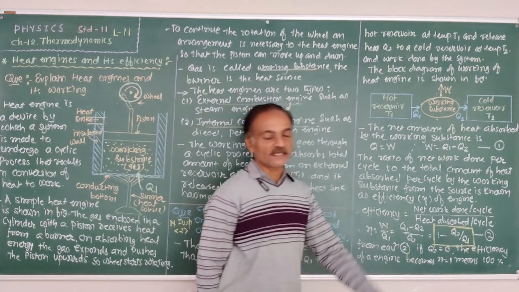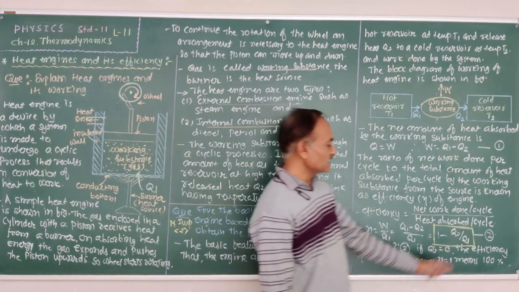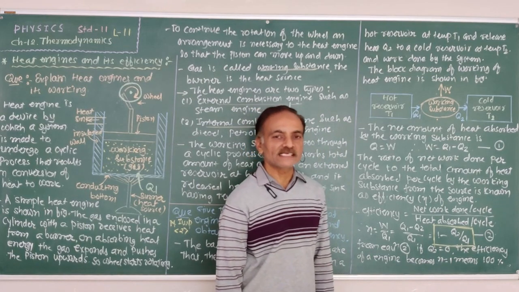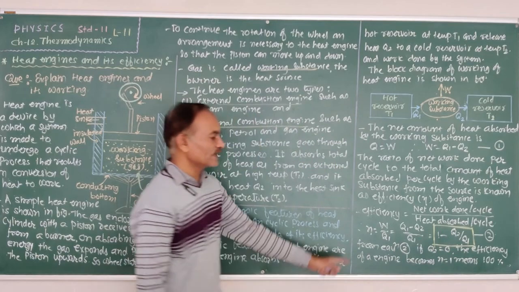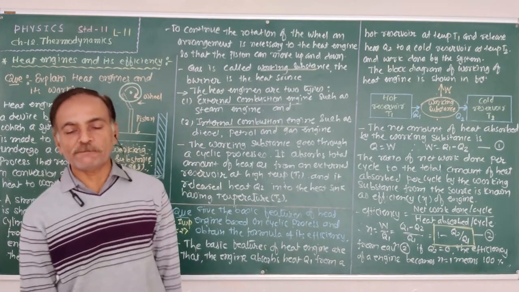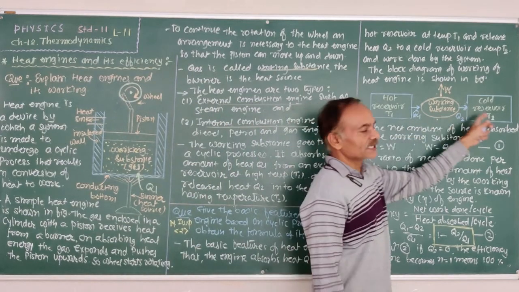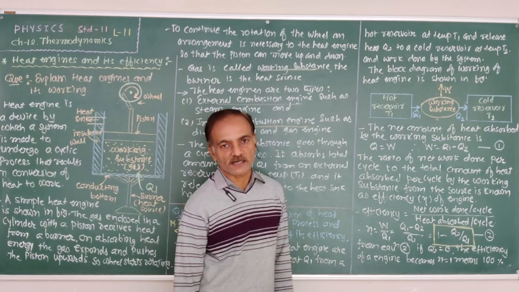Now, from this equation 2, if Q2 is 0, yes, we take Q2 as 0, so what happens? We obtain the efficiency as 1. That means the efficiency of the heat engine becomes 100% if the heat released in a cold reservoir is 0. But that is not possible.